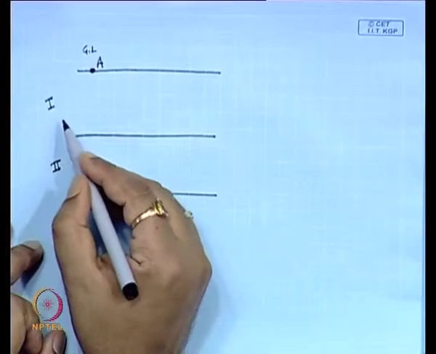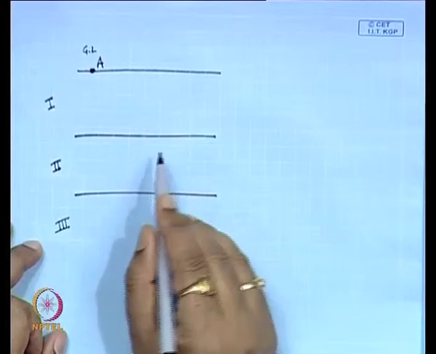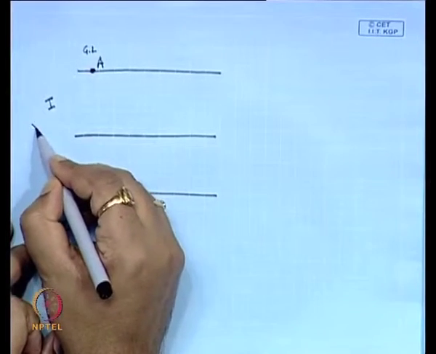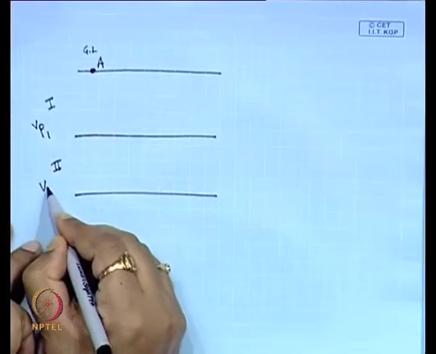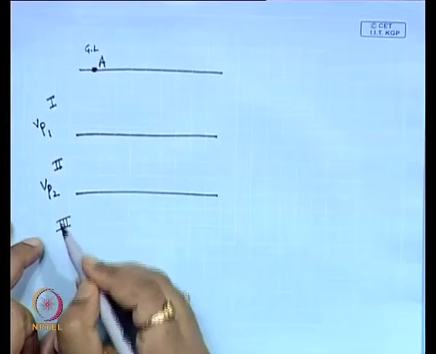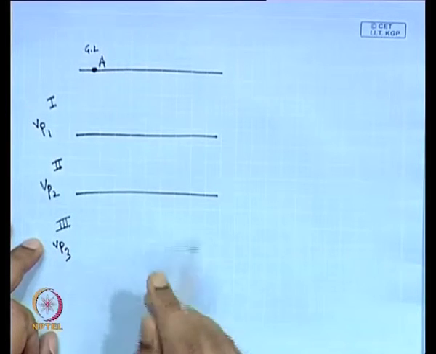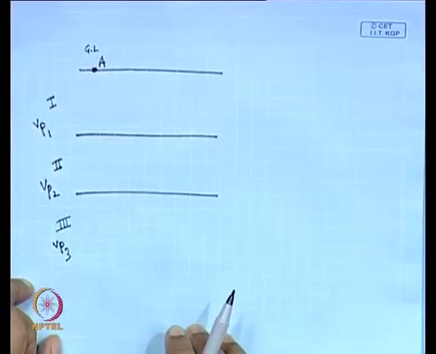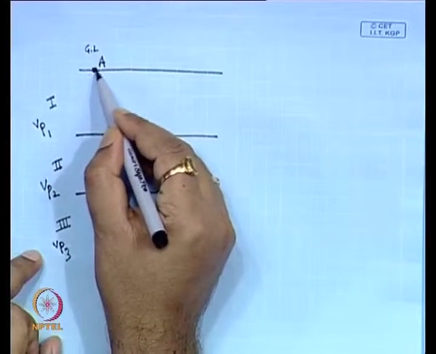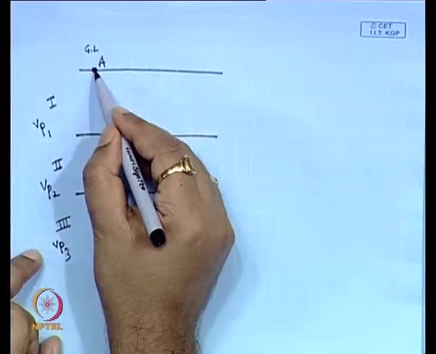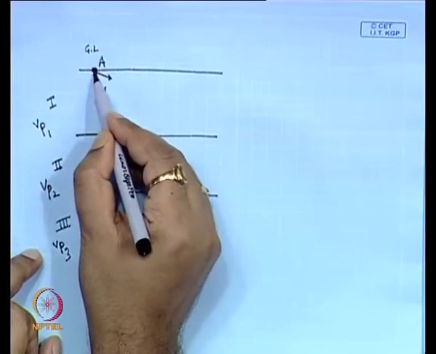Now, as we are talking about calculating the velocity of this wave, that is the P wave, we will denote V P 1 as the velocity of the first layer, then V P 2 as the velocity of the P wave in the second layer, and V P 3 as the velocity of the wave in the third layer. So, what will happen is that after this hammer blow, this wave will generate and it will follow different directions.